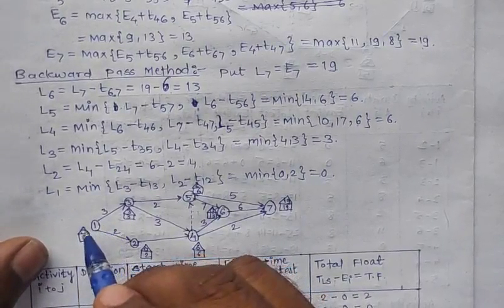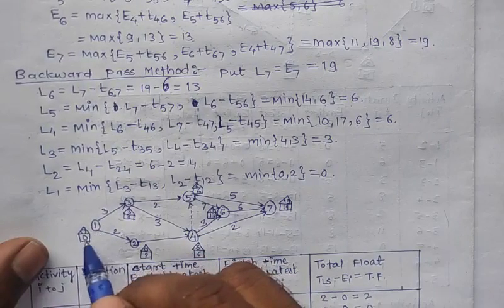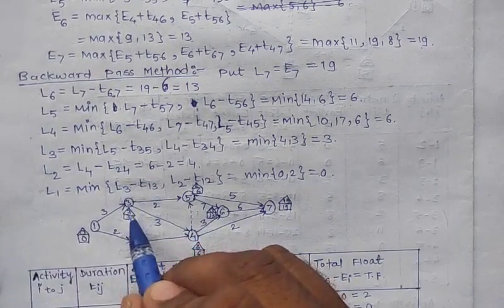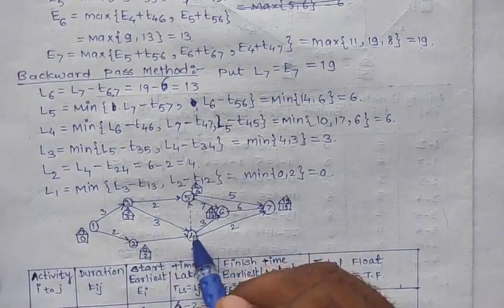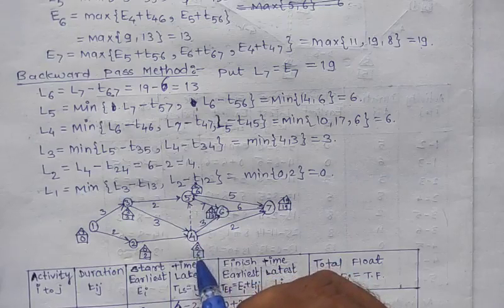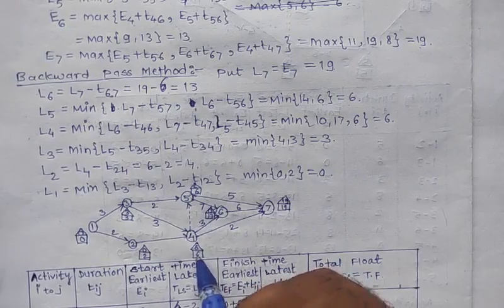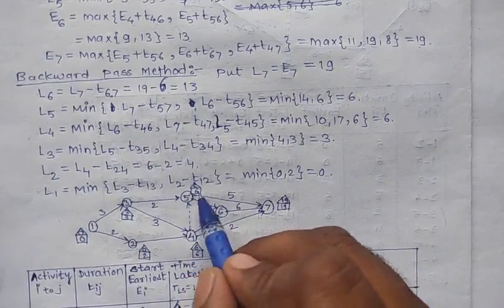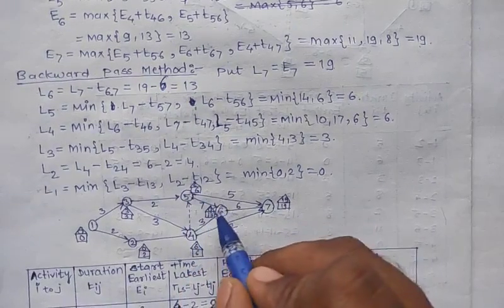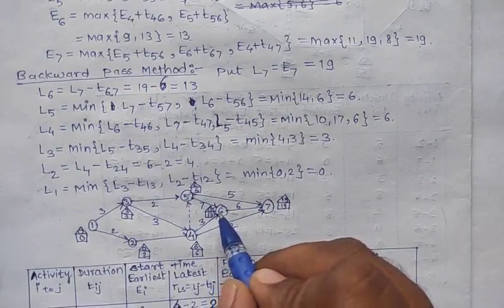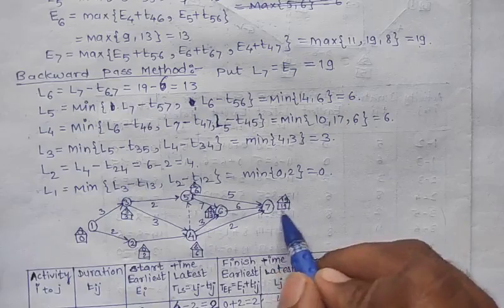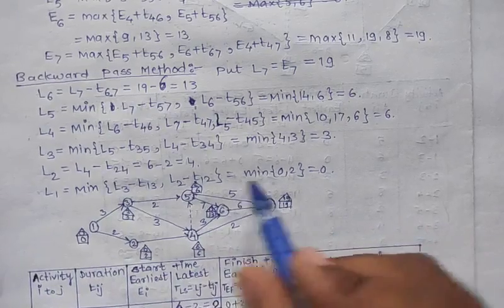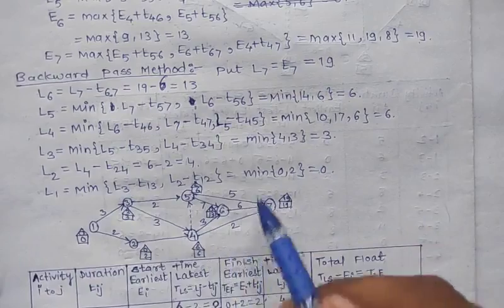So here, E1 value is 0, L1 is 0, E1 is 0. So L3 is 3, E3 is 3, L2 is 0, E2 is 2, L4 is 6, E4 is 6. Next, L5 is 6, E5 is also 6, and here L6 is 13, and E6 is also 13, and last L7 is 19, and E7 is also 19. So these are the forward pass and backward pass values in the table.